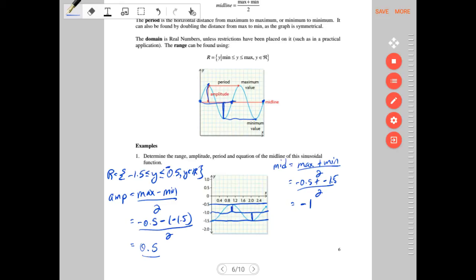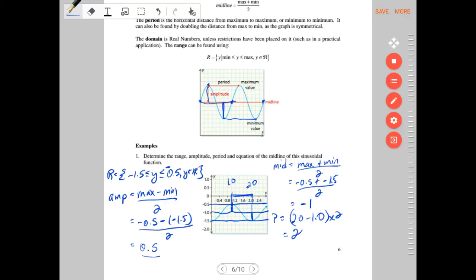The last thing we have to do is find the period. In this case, I don't have max to max or min to min, but I do have the distance between the maximum, when x is 1.0, to the minimum at x equals 2.0. The distance from here to here is 1.0, but remember, I have to go max to max or min to min, so I can double that distance. So 2.0 minus 1.0 times 2 gives me 2.